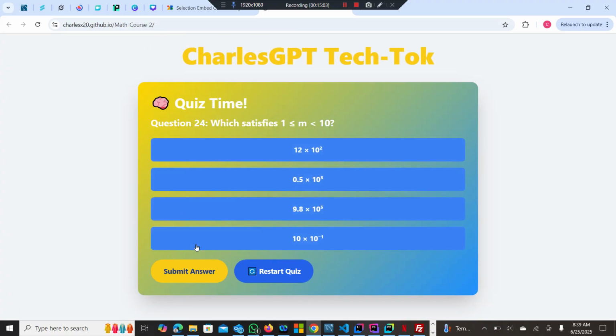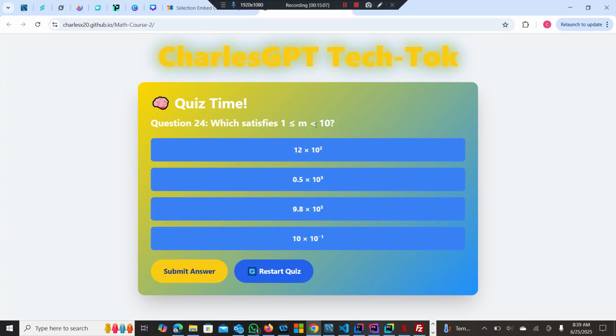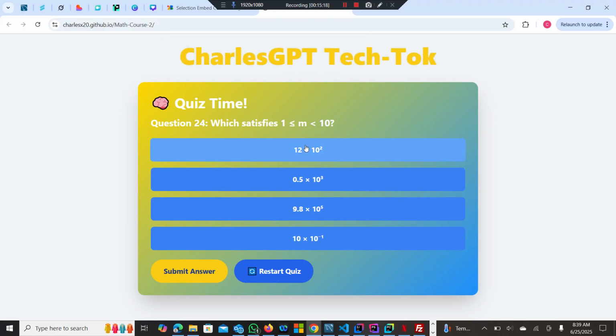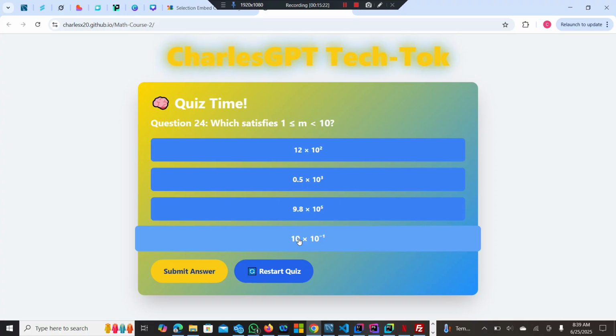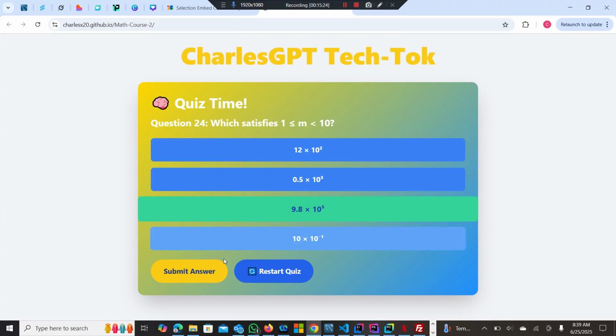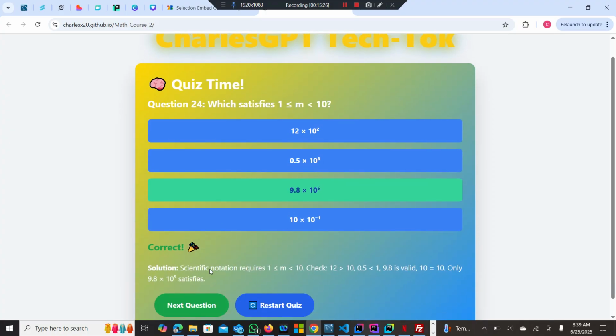Just tried my best for that. So next, which satisfies this? The one that satisfies it should be between 1 and 9, because you see less than 10. So this doesn't satisfy the answer, this doesn't satisfy the answer, and this doesn't satisfy the answer. So this is the correct answer. If we click enter, you see, correct.